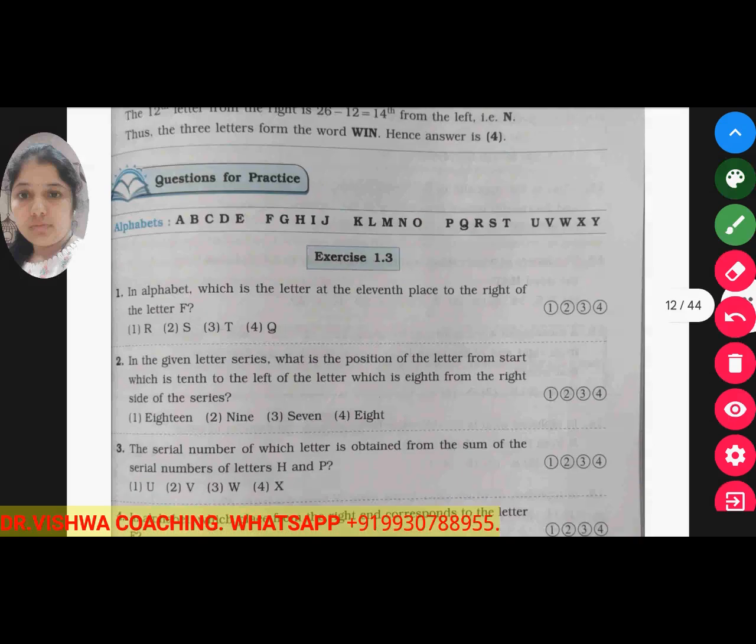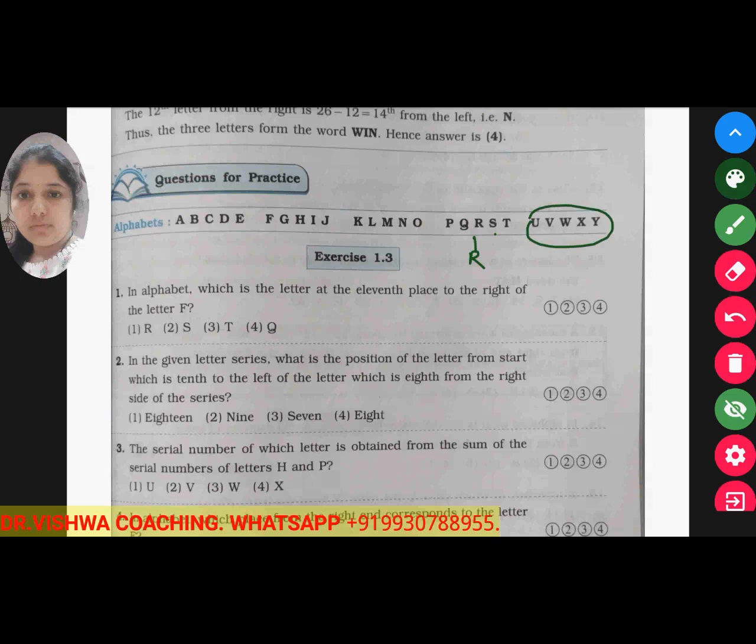In the given series, what is the position from the start of the letter which is 10th to the left of the letter which is 8th from the right side of the series? Now see, for the 8th letter from the right side of the series, we must know these are the set of 5 letters. Now which is at 8th position? 5, 6, 7, 8. So letter R is at 8th position.